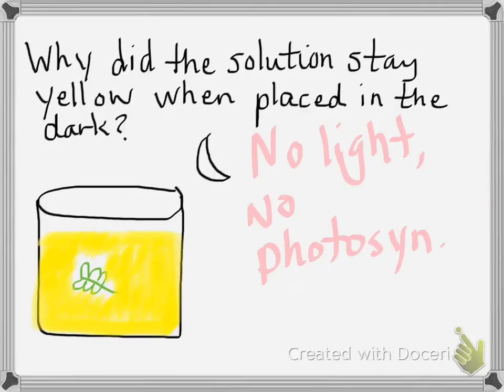So when we took our beakers out of the drawer 2 days later, they were either yellow or orangey yellow. So we could clearly see that not much photosynthesis had occurred because there was still plenty of CO2 in the water. But okay on that one.